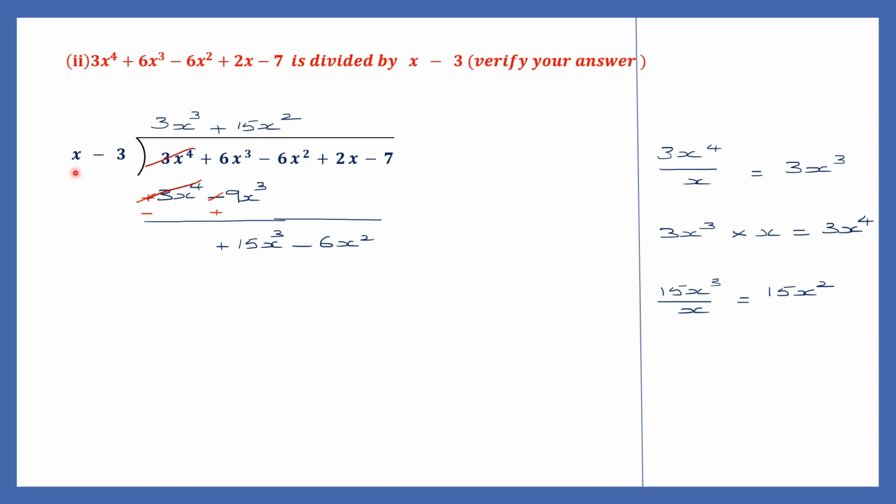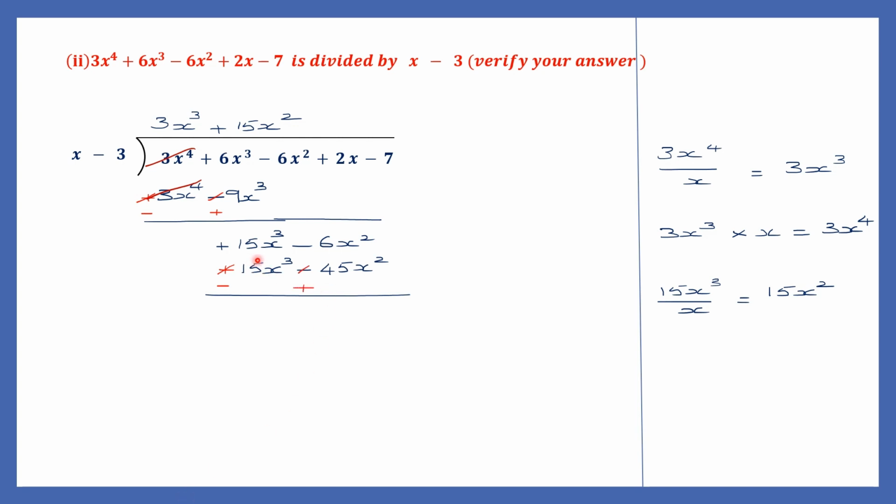15x square into x. So the number is 15. X square into x is x to the power of 3. Then let's multiply 15x square into minus 3. The sign is minus. 15 into 3 is 45 and x to the power of 2. Again, here we're going to subtract. So let's change the signs. This is plus, which is now going to become minus. Minus is going to become plus.